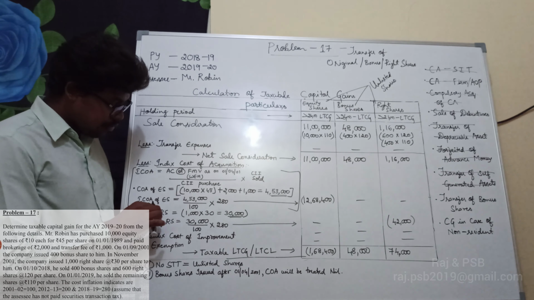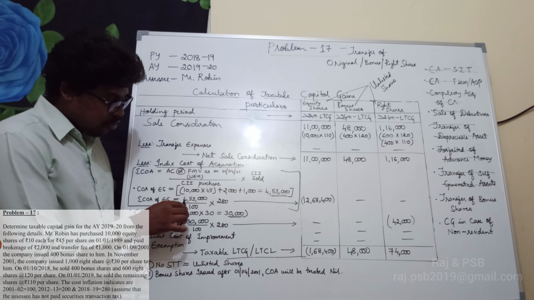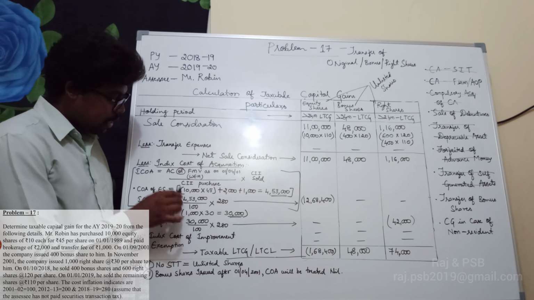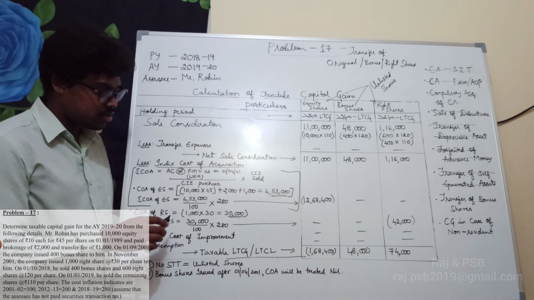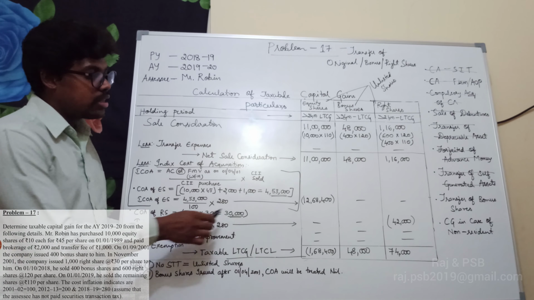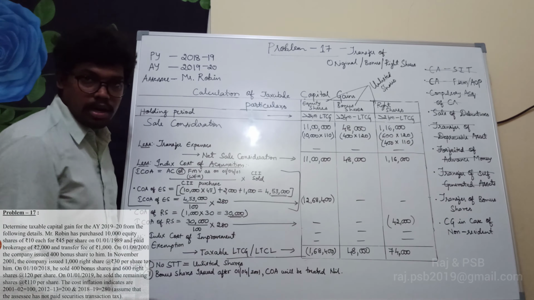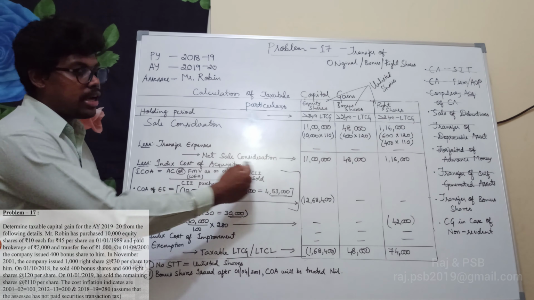So index cost of acquisition of equity shares as per this formula is 4,53,000 divided by actual cost is a fair market value not given. That is why this is only treated as cost of acquisition. 4,53,000 divided by 100 into 280, that is 12,68,400, and remaining will be nil. This is for equity shares.